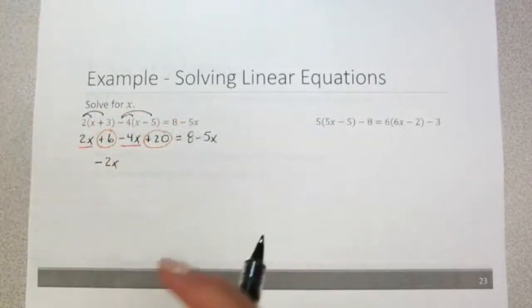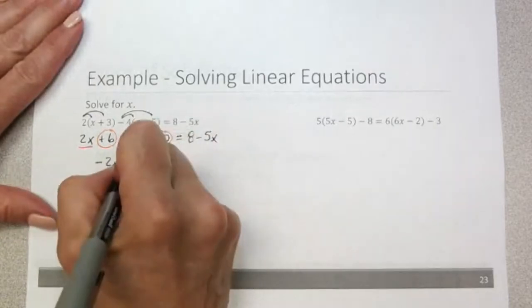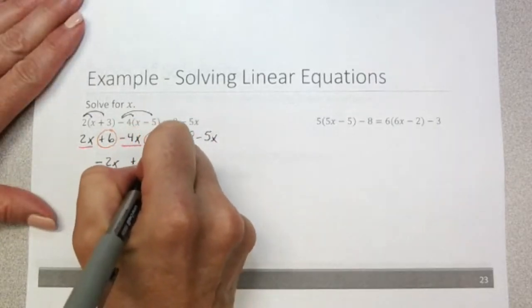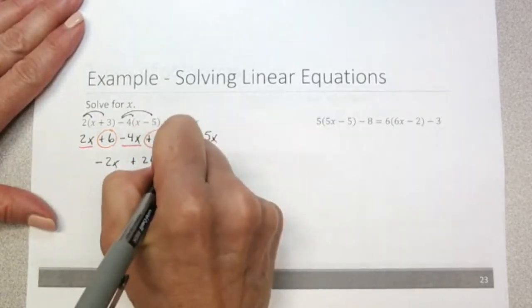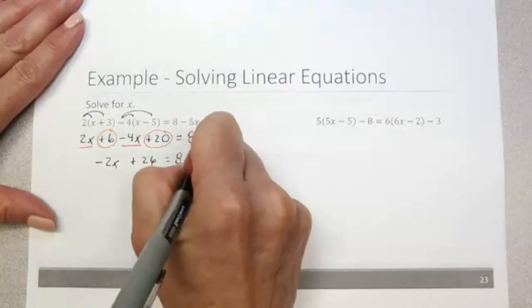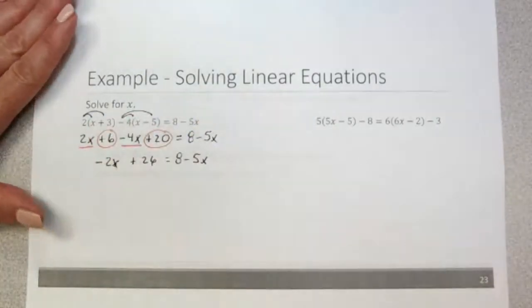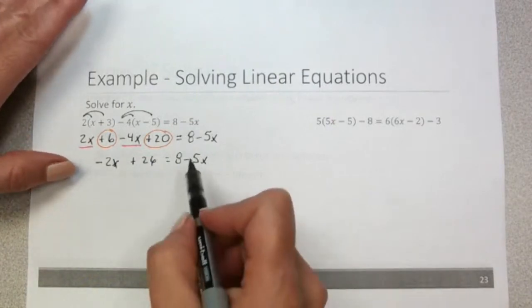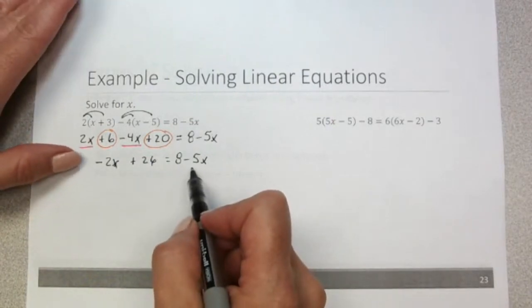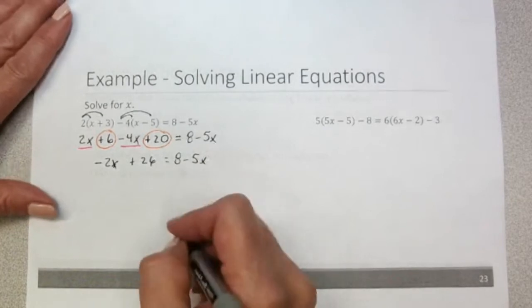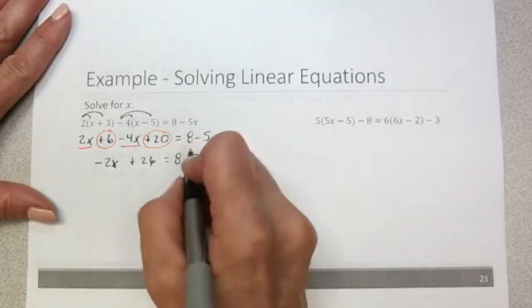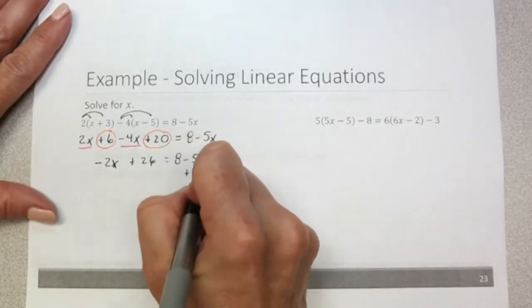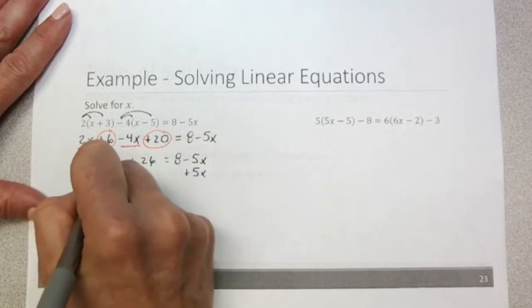So positive 6 and positive 20 is positive 26. That still equals 8 minus 5x. And now we can see that after simplifying this equation, it looks very much like the previous one. We'll get the x terms on one side and the constants on the other. So let's go ahead and, how about if we add a 5x to both sides?